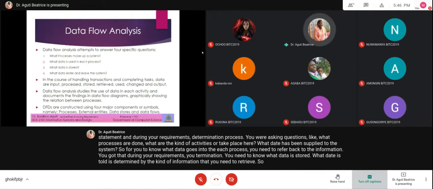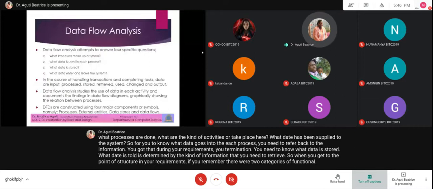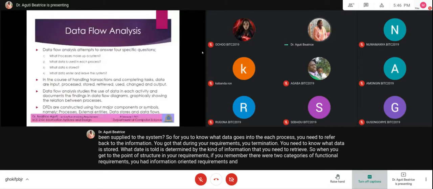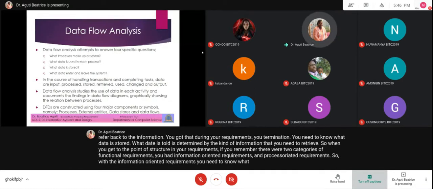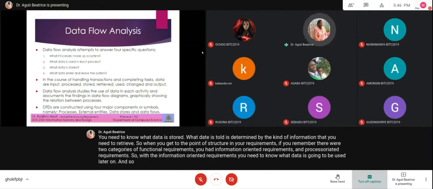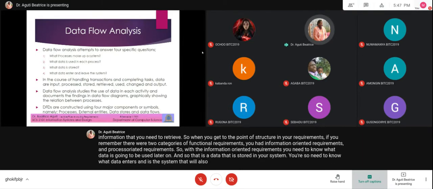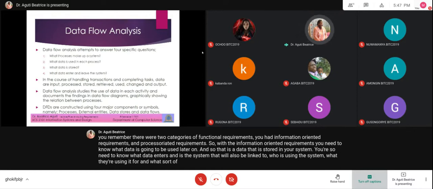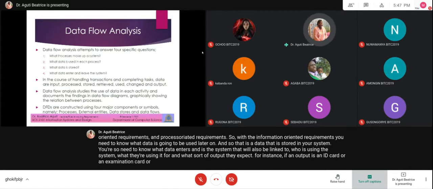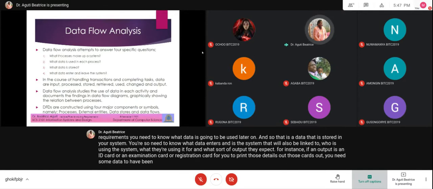So when you get to the point of structuring your requirements, if you remember, there were two categories of functional requirements. We had information-oriented requirements and process-oriented requirements. With the information-oriented requirements, you need to know what data is going to be used later on, and so that is the data that is stored in your system. You also need to know what data enters and leaves the system. That will also be linked to who is using the system, what they're using it for, and what sort of output they expect. For instance, if an output is an ID card or an examination card or registration card, for you to print those cards out, you need some data to have been entered into the system.